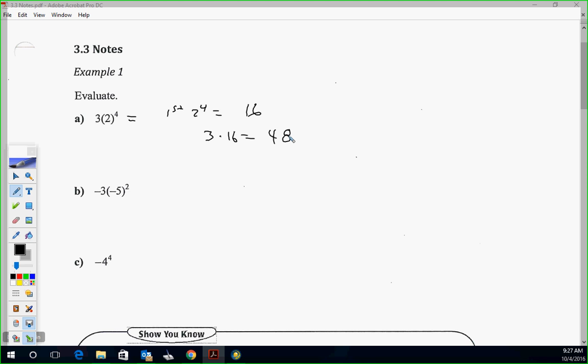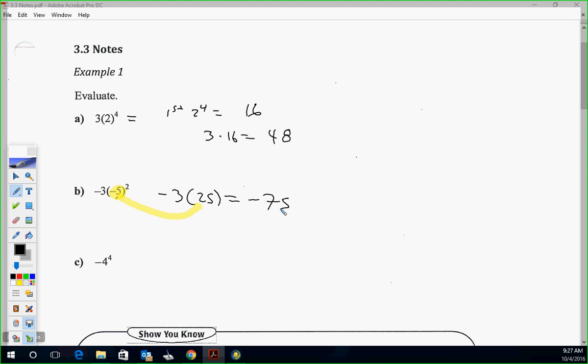Okay, so we got the -5 here. -5 squared. So the negative's in the bracket, so that means we are squaring. That means there's 2 of them, so it's going to be a positive. So that's going to turn into 25. So this right here turned into 25. Now we go -3 times 25, and we get -75.